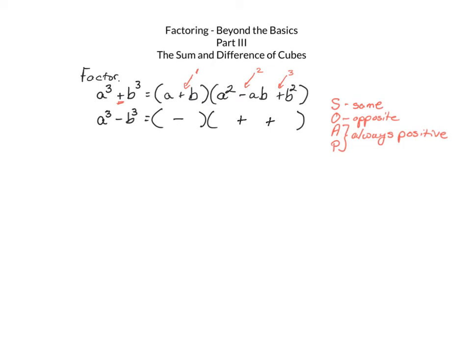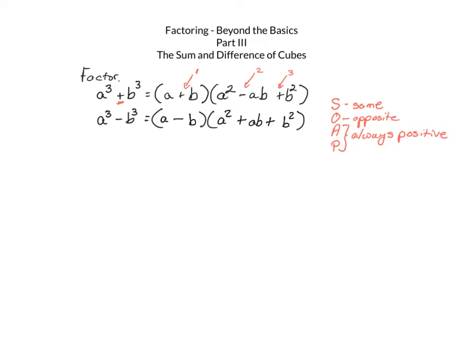So in the binomial, I just rip off the cubes, and I have a and a b, so the binomial is a minus b. So my first term of the trinomial is the a squared. The middle term will be a times b, and the last term will be b squared. And we have it factored. So now let's look at some that are beyond the basic problems. But we need to be able to identify when we have the sum or difference of two cubes.